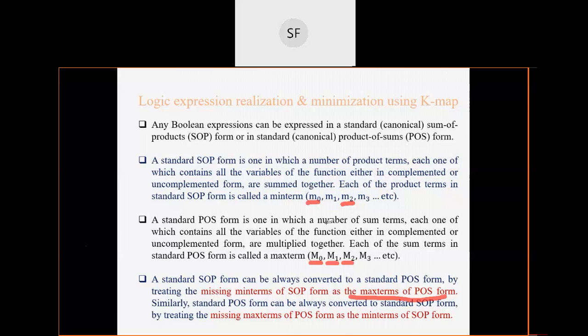So this is how you can convert. Just remember that in the questions we have already seen a couple of numericals, and our approach was like this only. In that numerical, we first found out whether the given expression is in sum of product form or product of sum form.